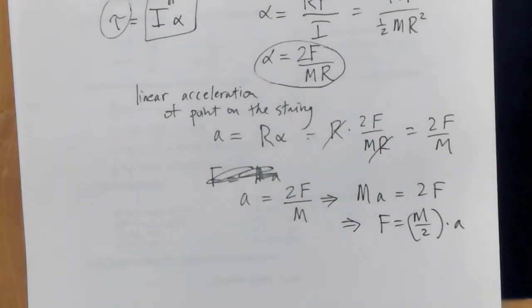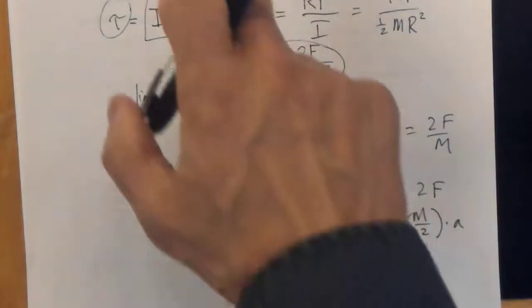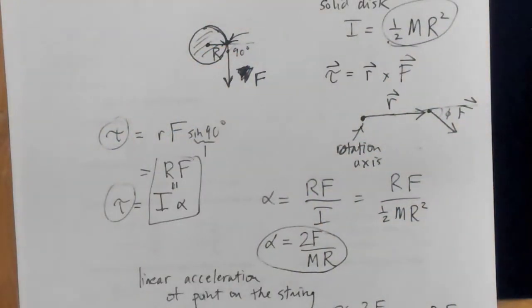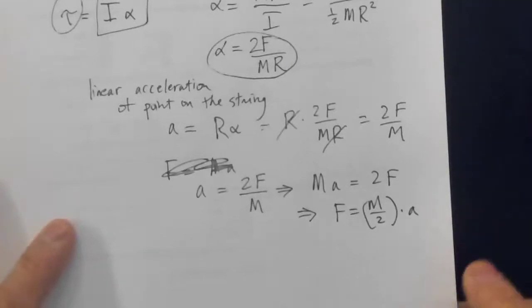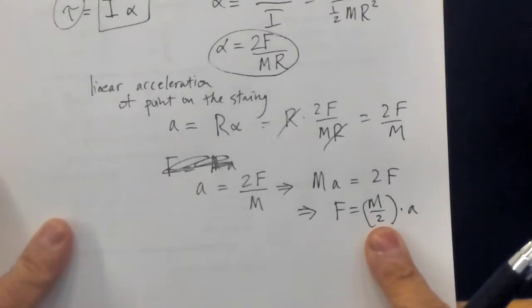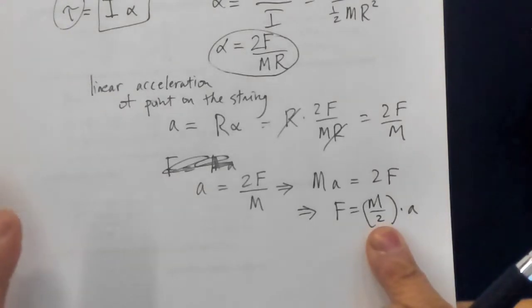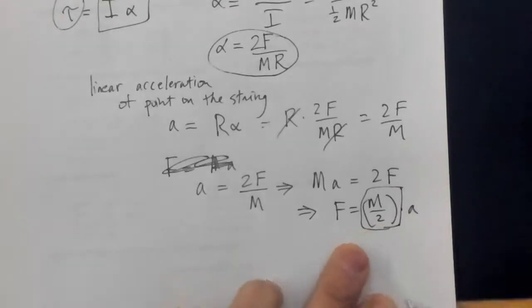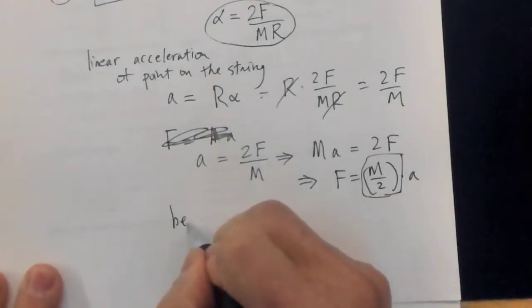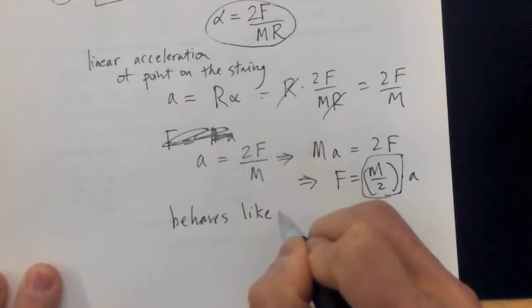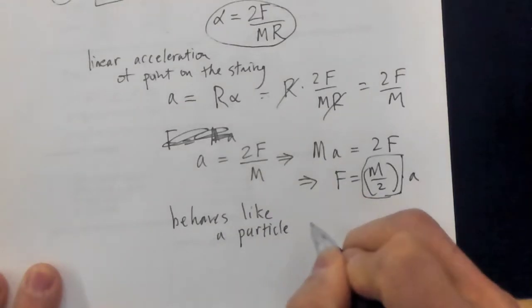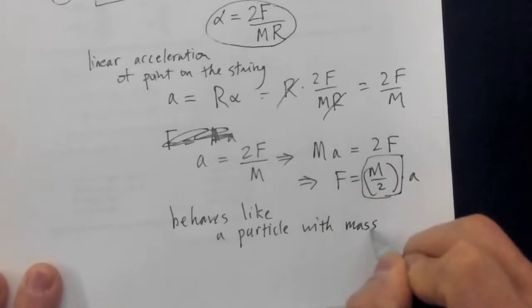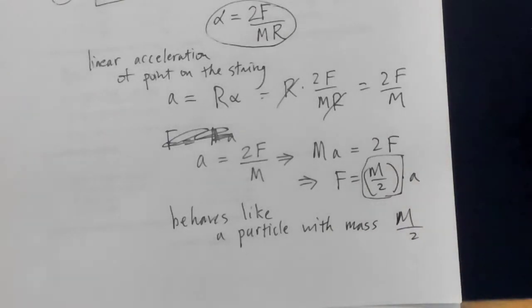Right? You're probably wondering why I wrote it that way. The reason is that this cylinder is going to rotate and accelerate the way a particle with mass m over 2 would accelerate if you pulled on it with force F. Do you understand that? F is equal to ma, but notice that it's not m times a, it's m over 2 times a. So it behaves like a particle with mass m over 2. Does that make sense to everybody?